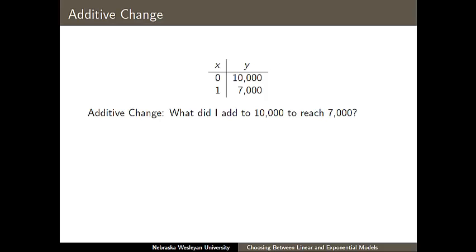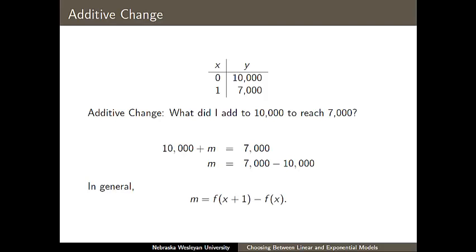If I look at just the first two pieces of data, for a linear model, I would be interested in what's the additive change. That is, what value did I add to 10,000, which is the first output, in order to reach 7,000, which is the second output? As an equation, I'm asking 10,000 plus what is equal to 7,000, or in other words, the thing that I'm adding is 7,000 minus 10,000. In general, what I'm really looking for is the difference between two consecutive values.